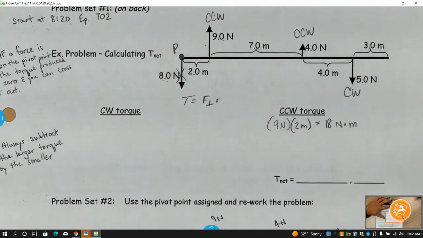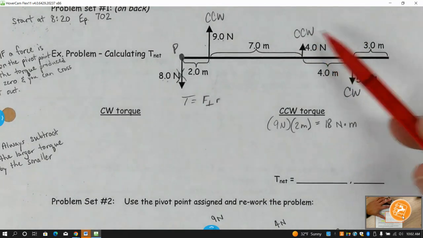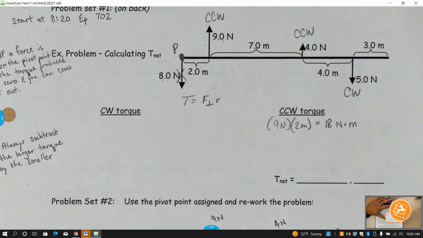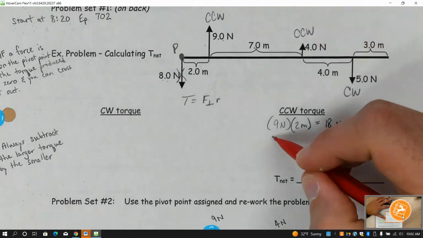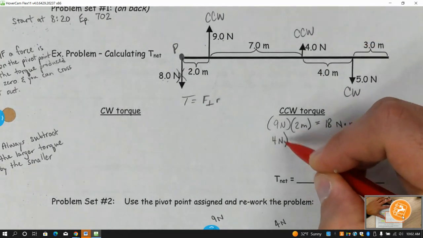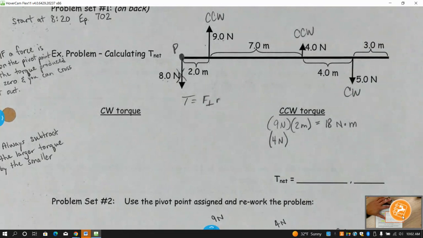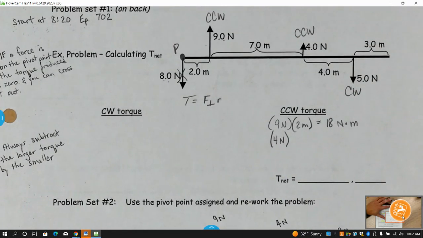So now I'm going to move on to the next force, my next counterclockwise force. Do I have any more? Yes, I do. I have one more. I have this guy, the 4 Newton piece. So you do 9 times 4. You said 4 times 9, 4 times 7. Okay, I'm glad you said both.